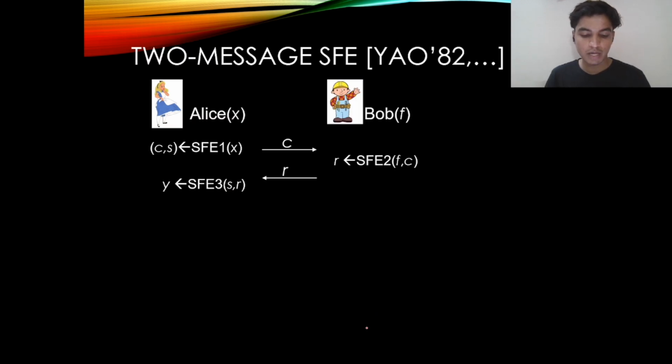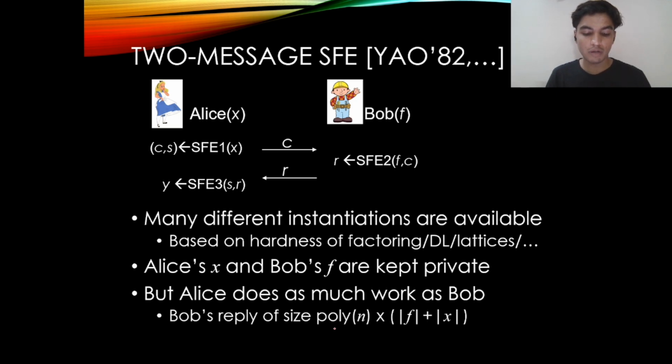Two-message SFE is also called Yao's garbled circuit. In Yao's protocol, Alice sends an encoded input. Bob evaluates a garbled circuit and returns the result. It is efficient for small inputs, but client-side cost scales with input length and function complexity.